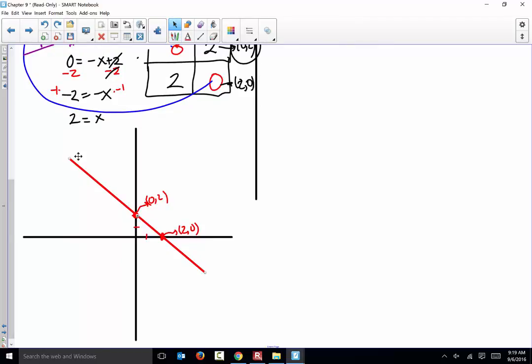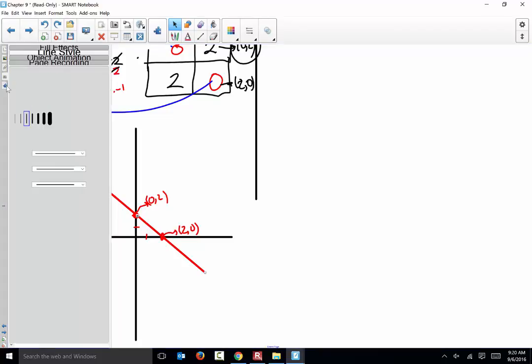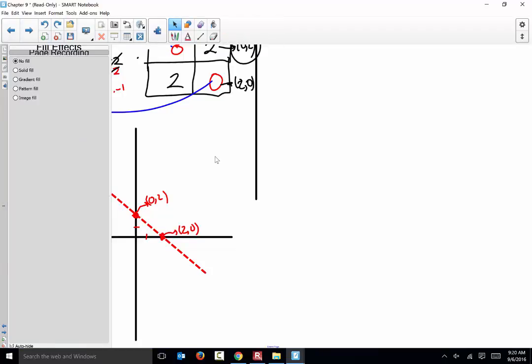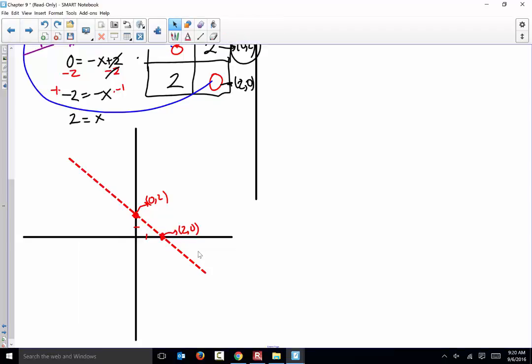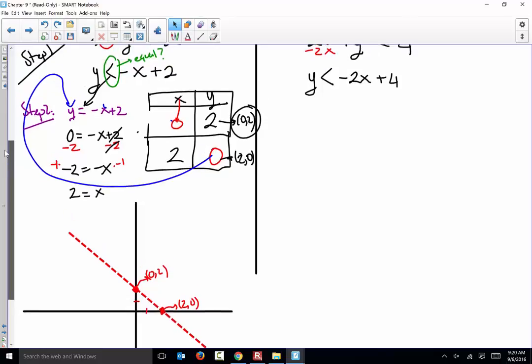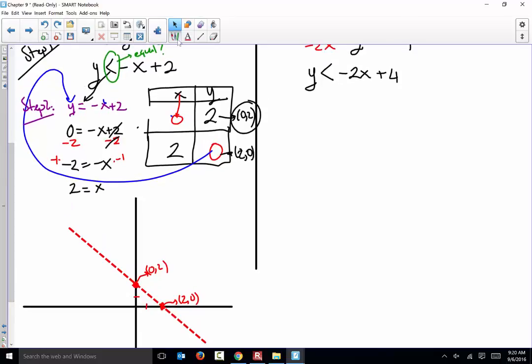You graphed it right, but with the incorrect style. It needs to be dashed. Here we go. Now it's correct. Okay? That's step 2. Step 3, I will do it again right on the spot here.